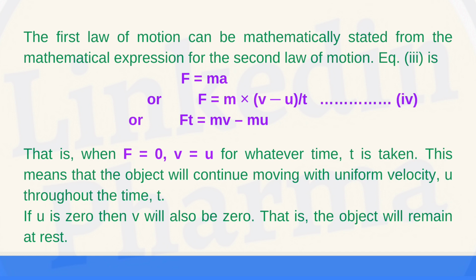The first law of motion can be mathematically stated from the mathematical expression for the second law of motion. Equation 3 is F equals ma, or F equals m into (v minus u) by t, or Ft equals mv minus mu. That is, when F equals 0, v equals u for whatever time t is taken. This means that the object will continue moving with uniform velocity u throughout the time t. If u is 0, then v will also be 0. That is, the object will remain at rest.